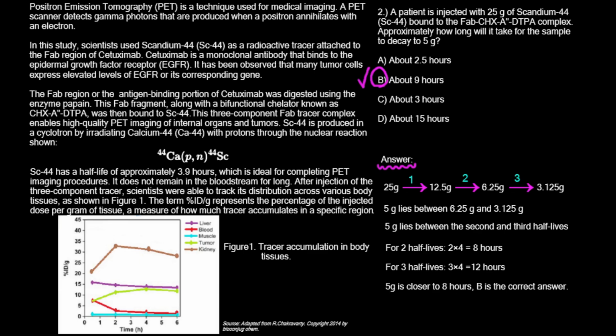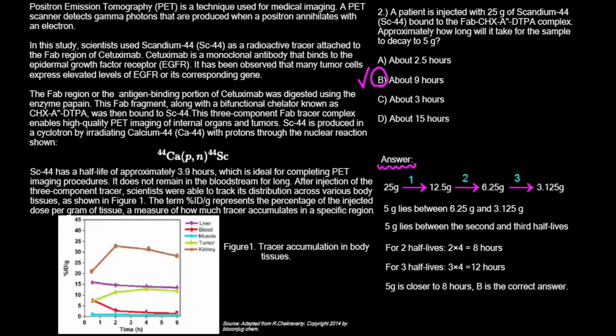Since the final amount given in the question stem is 5 grams, this value lies between the second and the third half-lives, and it is much closer to the second half-life. On the MCAT, we typically don't need to calculate exact values, and approximate or ballpark values are just sufficient, especially since the answer choices here use the word about. So to estimate the total time elapsed, we multiply the number of half-lives by the length of one half-life, or 3.9 hours.